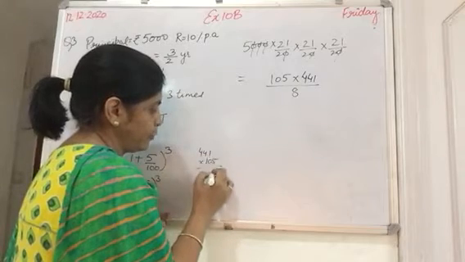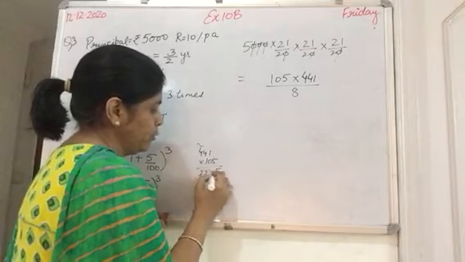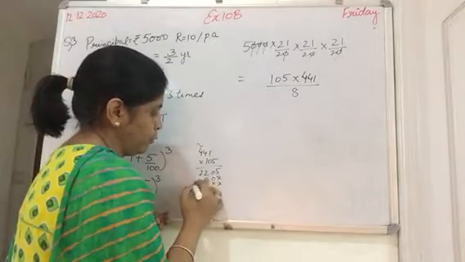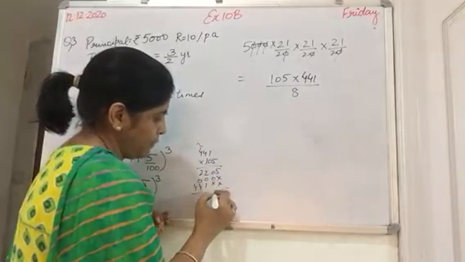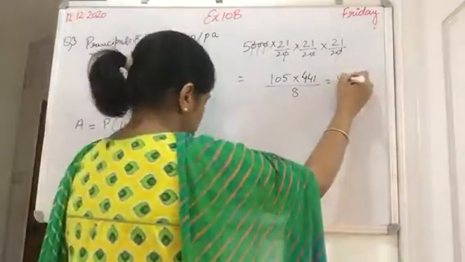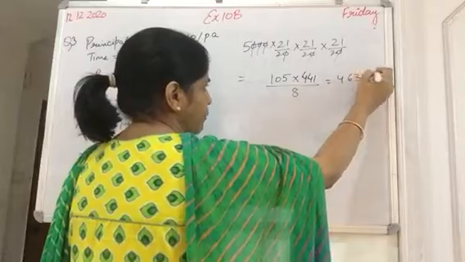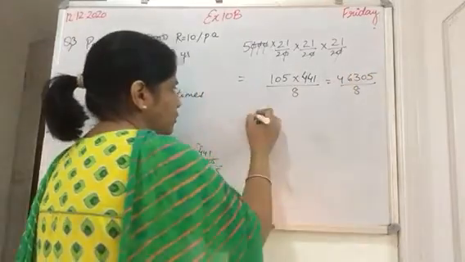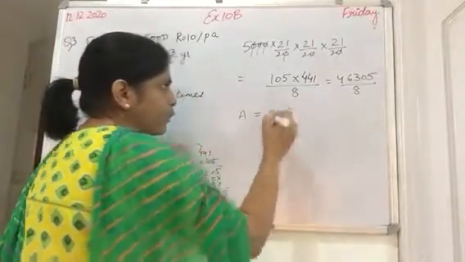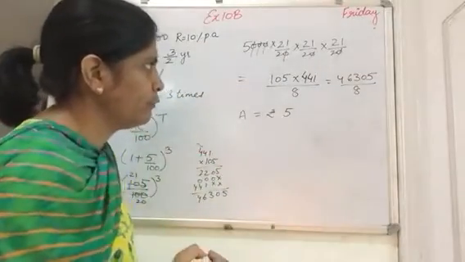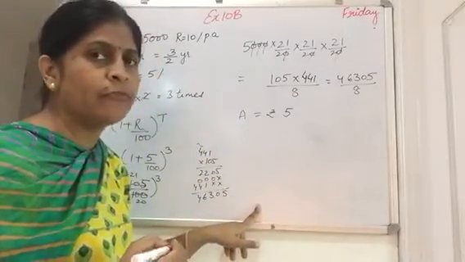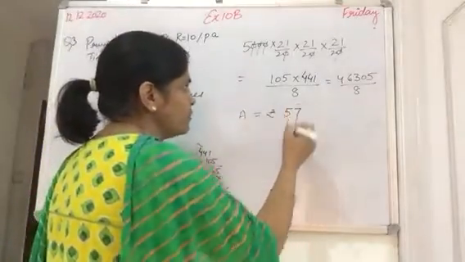5 ones are 5, 5 fours are 20, carry 2, 5 fours are 20, 22. 144, 50364. So 46305 upon 8. So the amount will be rupees, 8 5s are 40, 63. Now 63 doesn't come, 64 comes, so 8 times will not work, 7 times.